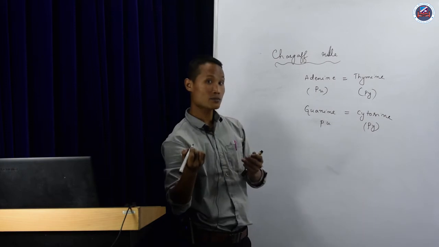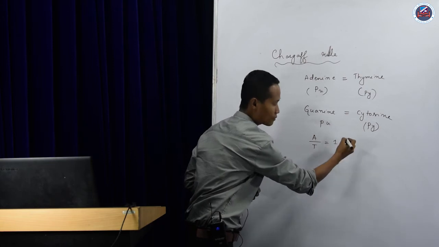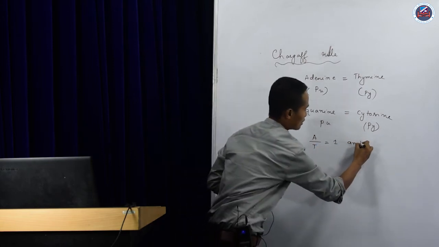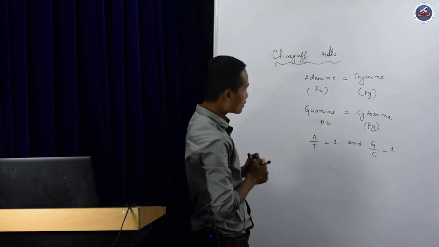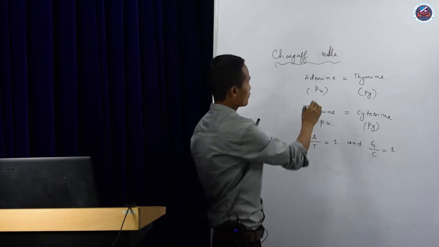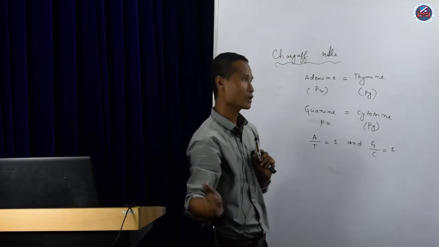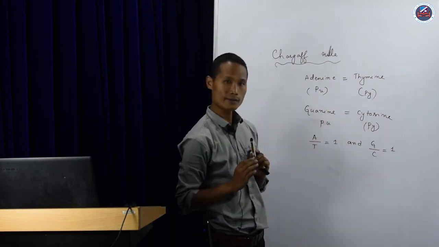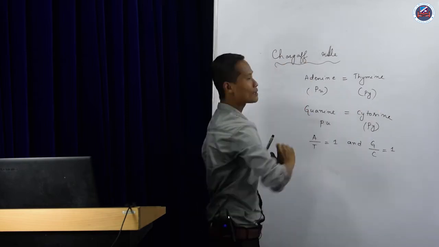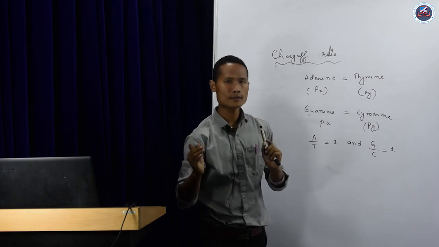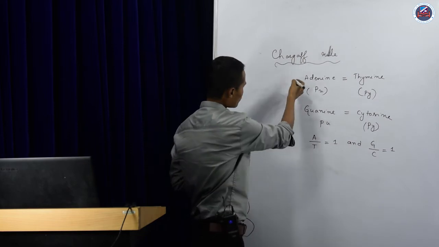He also said in a second point that A by T is equal to 1, and G by C is equal to 1. It means that whatever the amount of adenine, there must be an equal amount of thymine. Whatever the amount of guanine, there must be an equal amount of cytosine. From that data, Watson and Crick explained the structure of DNA.